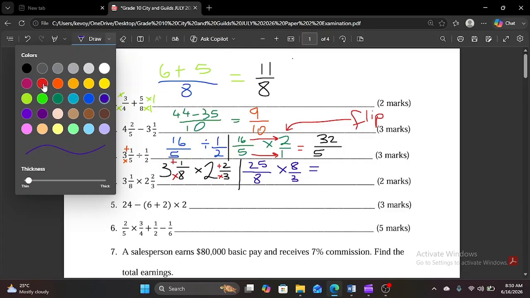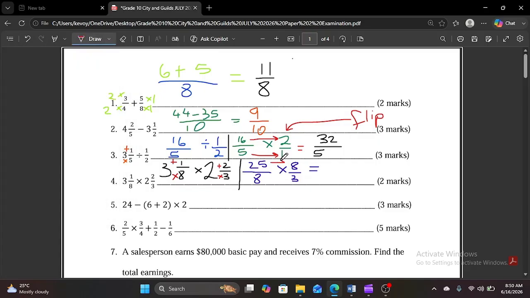If we're multiplying fractions, that's numerator times numerator and denominator times denominator. So that's going to be 25 times 8, which is going to be equal to 200, over 8 times 3. So 8 times 3 is going to be equal to 24.